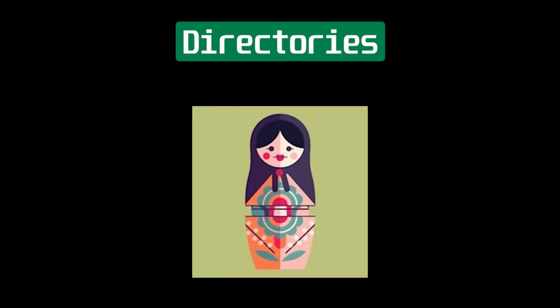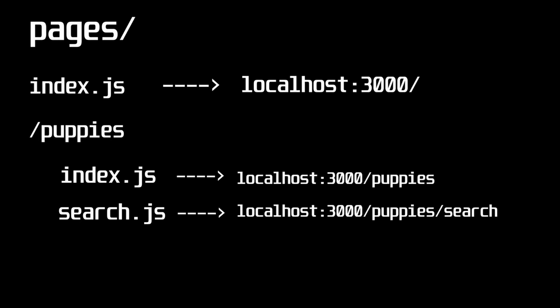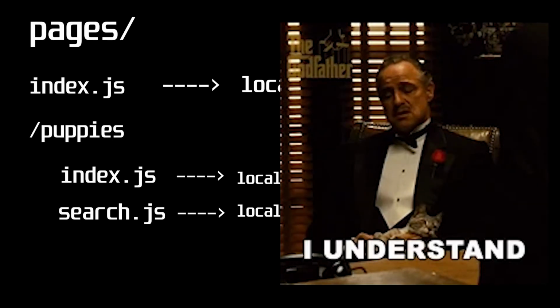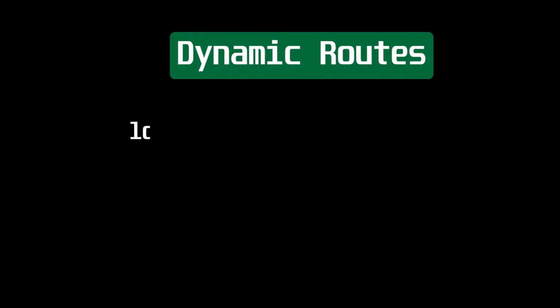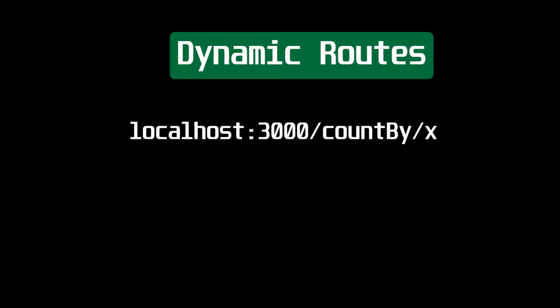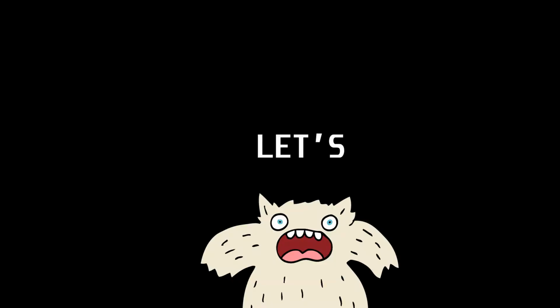Then I can nest routes within each other using directories. So if I create a folder with the name puppies and I put an index.js inside of that, that will be /puppies. But then I could create a search file and have /puppies/search. I'm hoping you're understanding kind of how this works so far. We can also make routes dynamic, and I'm going to show you how to do that in a couple seconds. But anyways, let's get an actual dev server running.